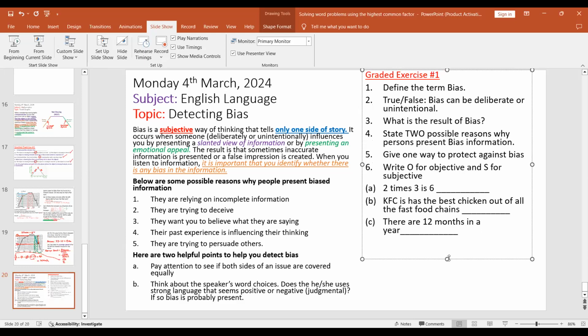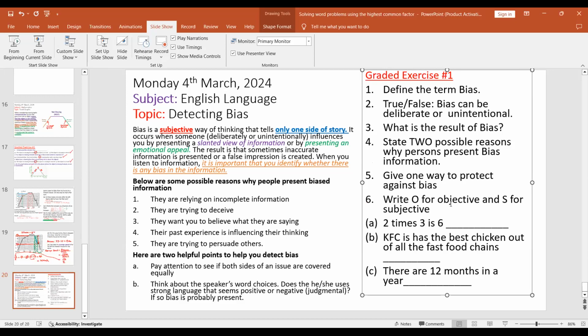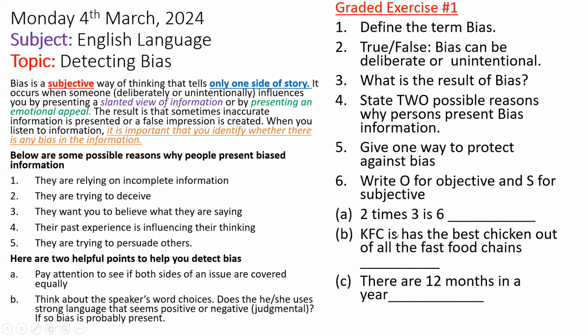Okay, so for number 6, you're going to write O for objective and S for subjective. If the statement is a subjective statement, write S. If the statement is an objective statement, you're going to write O. All right. For number 1, define the term bias. Number 2, true or false, bias can be deliberate or unintentional. Number 3, what is the result of bias? Number 4, state 2 possible reasons why persons present biased information. Number 5, give one way to protect against bias. Number 6, write O for objective and S for subjective.